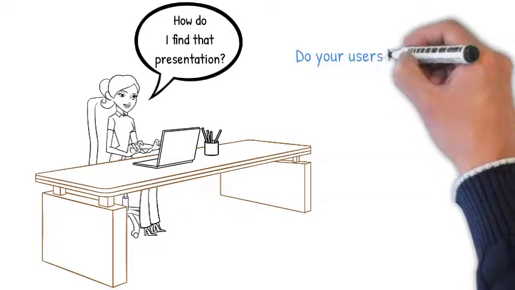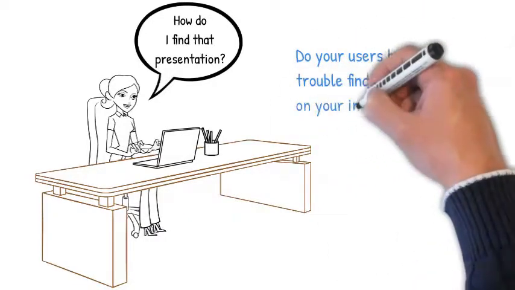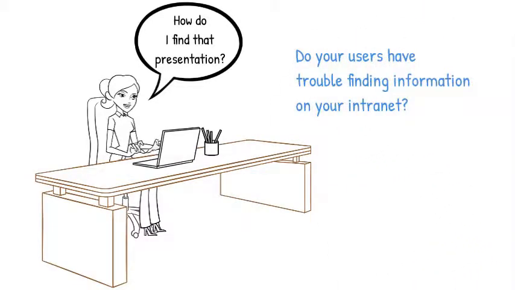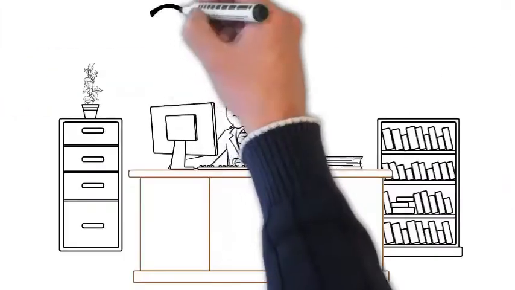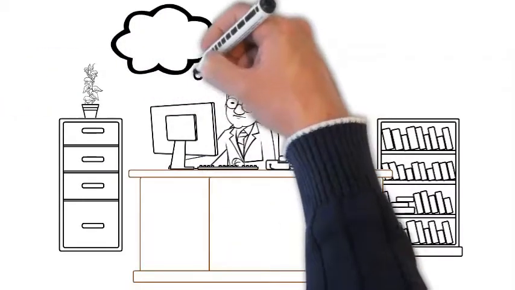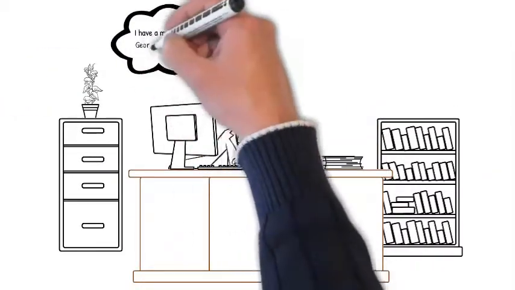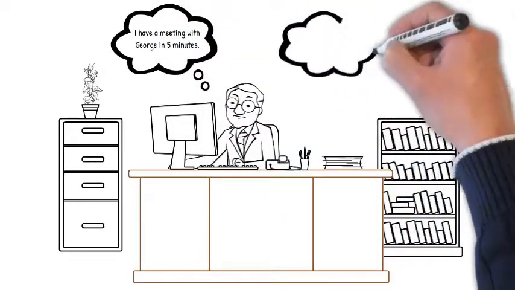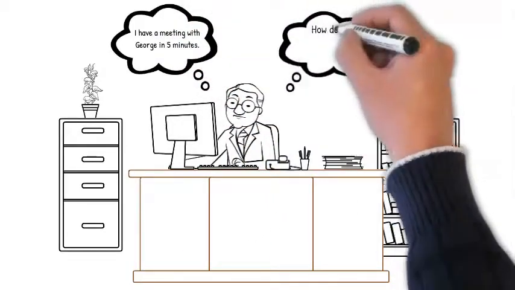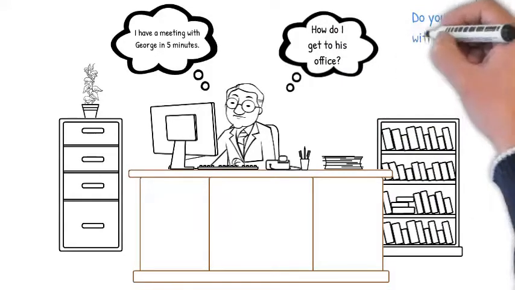In today's modern intranets, it can be hard for users to find information that they need in a timely fashion. There are many different types of data that can be lost on your intranet as well, including your employee directory. How do users find and connect with those that they need to?